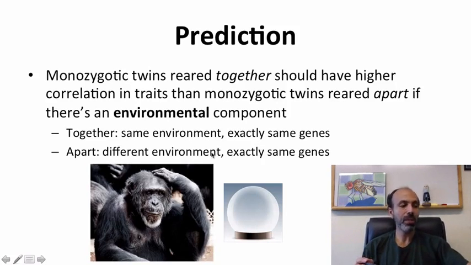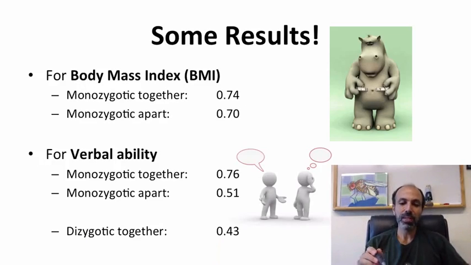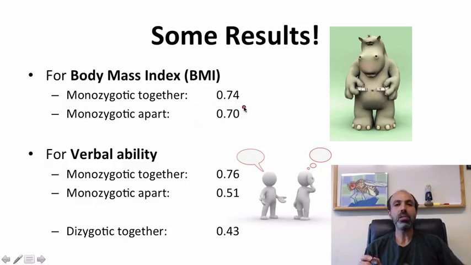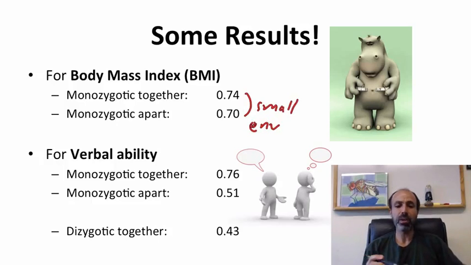Now, this has been done quite a bit, especially in the context of psychology, but in other areas as well. So here's some results. Looking at the body mass index, or BMI, monozygotic twins reared together have a correlation of 0.74. In contrast, monozygotic twins reared apart have a correlation of 0.70. This suggests there may be some environmental component, but it is surprisingly very small. You may think this is unexpected for something like body mass index, but in fact, for this particular study, that's what they found.